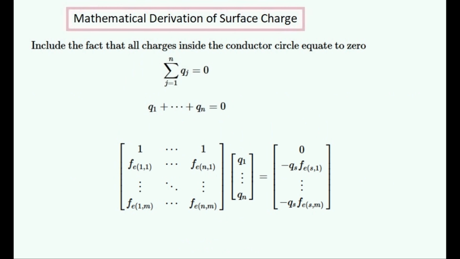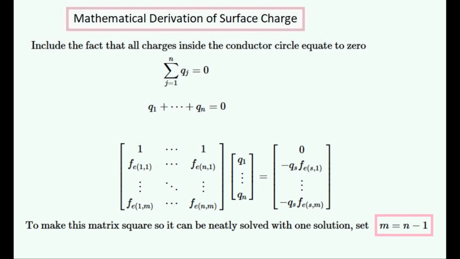We'll add this line to the top of this matrix, since it can be used to help solve for the surface charge distribution, which are the values of Q. In fact, it's a necessary condition. They must equate to zero.